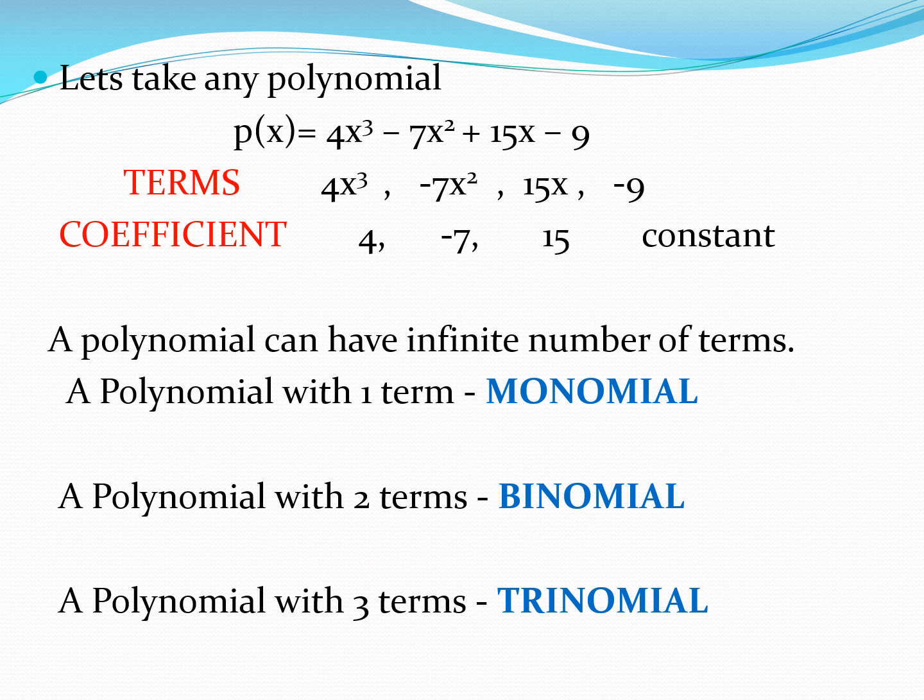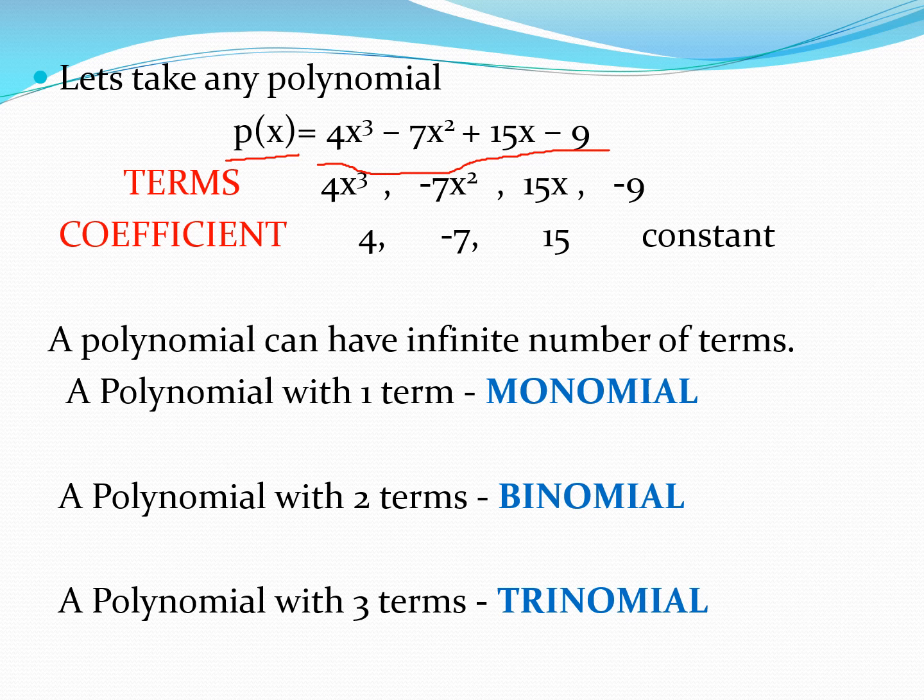Now let's take another example of polynomial. Here our polynomial is 4x cubed minus 7x square plus 15x minus 9. In this polynomial, variable is x, so we have denoted it as p(x). If the variable is y, we can denote it as p(y). This we have already discussed.